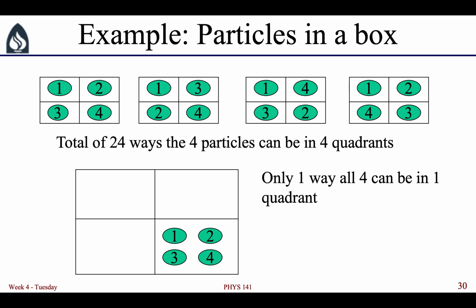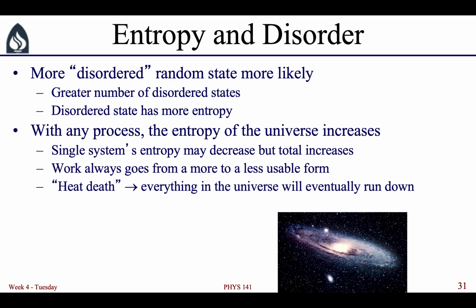No, they're all going to be mixed together, because there are way more ways that they can be mixed together than sorted. So more disorder, higher entropy, that's what occurs, and natural systems always move towards a more disordered, higher entropy state because there are just so many more ways that that can happen.